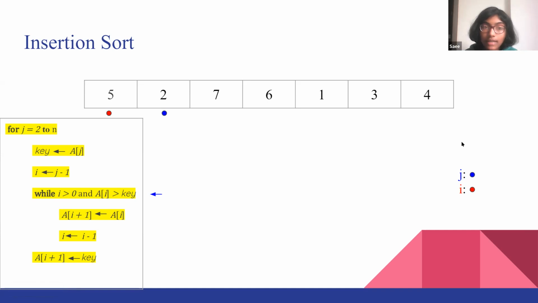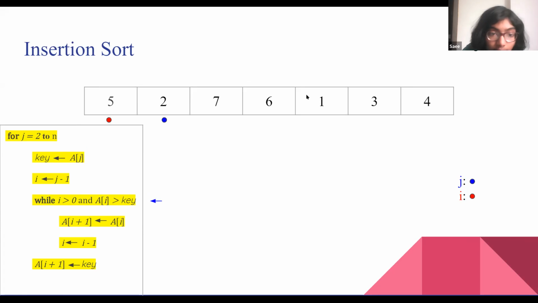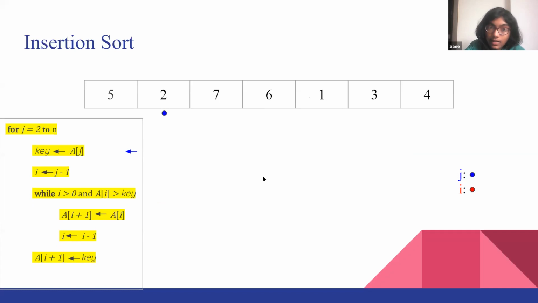Key is equal to A[j]. Yes. So just bear with me. We are going to sort this array completely, so at the end everything will make sense. Whatever gibberish we're doing, it will be very clear, right?